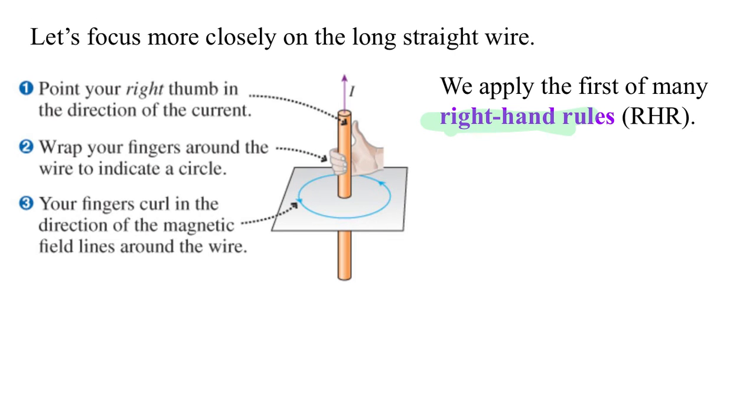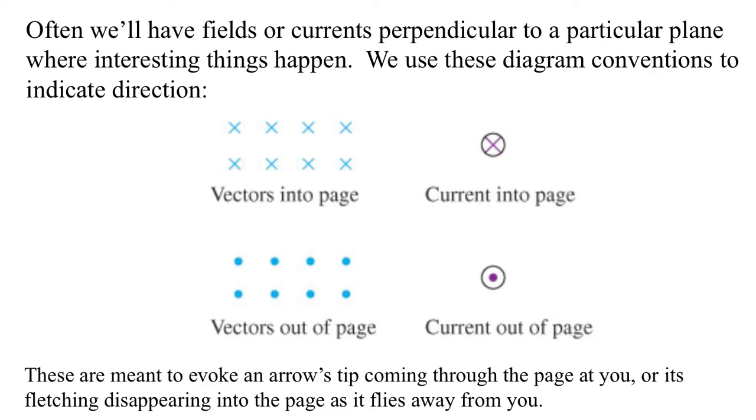Often, because magnetism is intrinsically three-dimensional, we'll have fields or currents perpendicular to a particular plane where interesting things happen. So we use these diagram conventions to indicate direction. If we have vectors going into the page, for a field we put a whole bunch of little x's, and for a current we put an x, and we usually circle it to protect it because there's only one of them. If the vector is coming out of the page, we have just little dots.